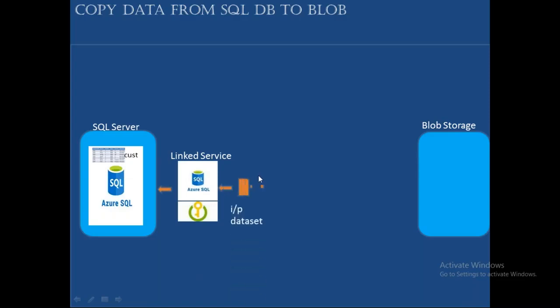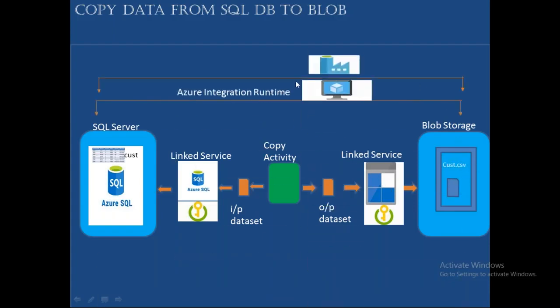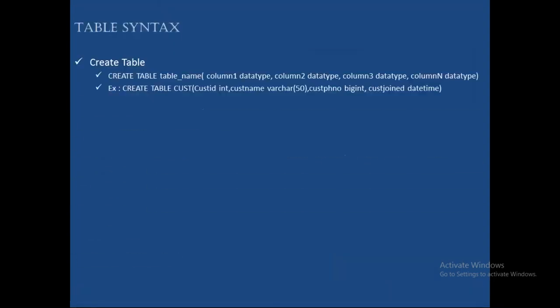How will we do it? First we need a linked service, then an input data set, I'm going to use a copy activity, then I will create an output data set to refer to which folder I need to load in Blob Storage. To refer to that, we need to reference the linked service. Once I have done all these things and execute, I can copy the customer table data into a custom.csv. All these things will be done by Azure integration runtime, maintained by Azure Data Factory.